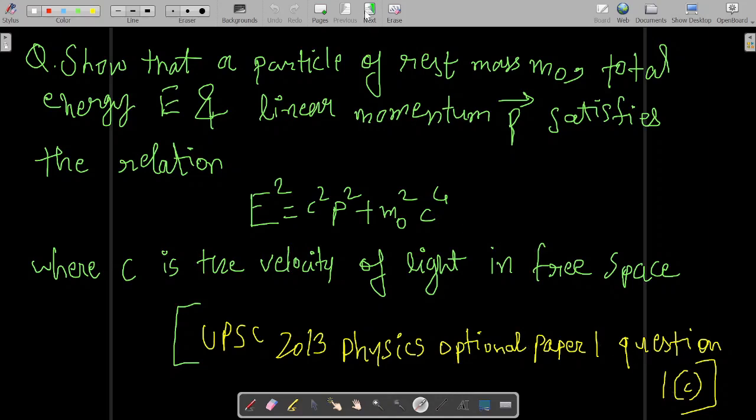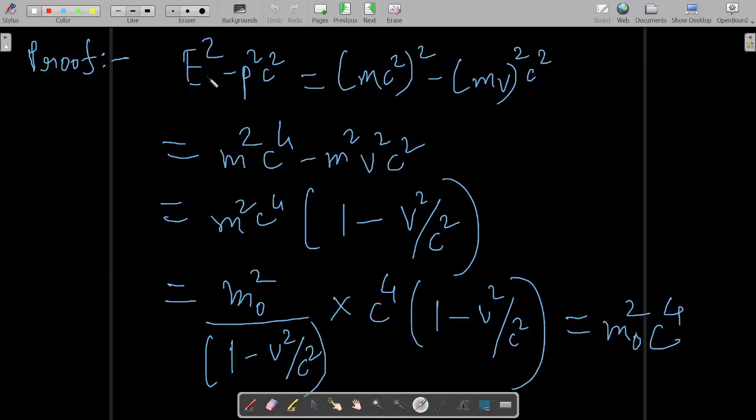So let us look at how we need to solve this question. We start with E square minus P square C square. By Einstein's mass energy equivalence relation, E equals mc square, so instead of E we substitute mc square and square it. Momentum P is written as mv, and we take its square. C square stays as it is.